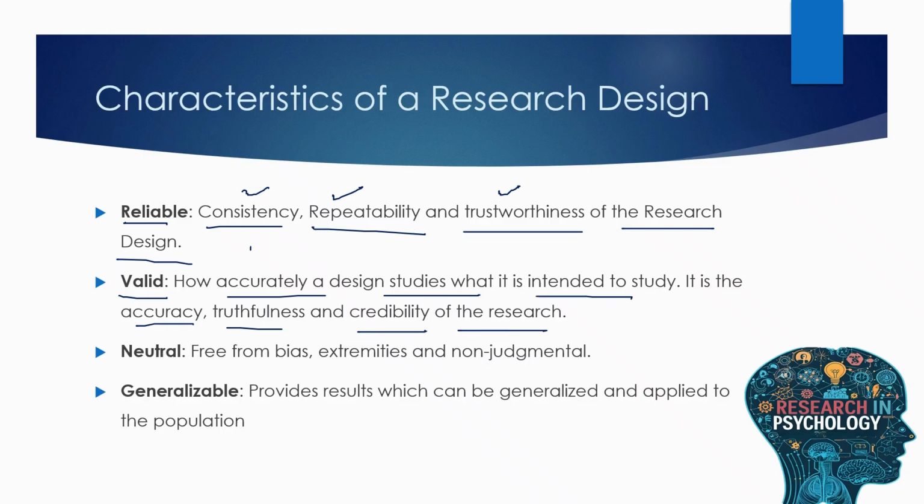Then neutral, which means your research design is free from any bias, extremities, and it's not judgmental. Then fourth, we have generalizability, which means the results that are obtained can be extended to the population. The result that you are getting for a smaller sample holds true for the larger population from which the sample has been selected also. So this provides results which can be generalized and applied to the population. These are the four important characteristics of a research design.